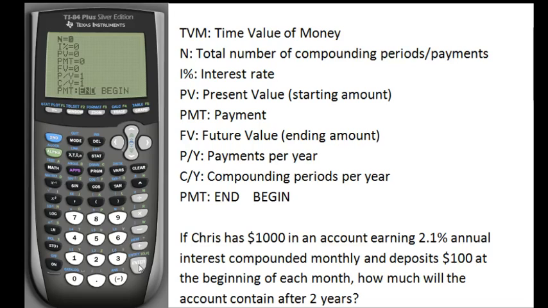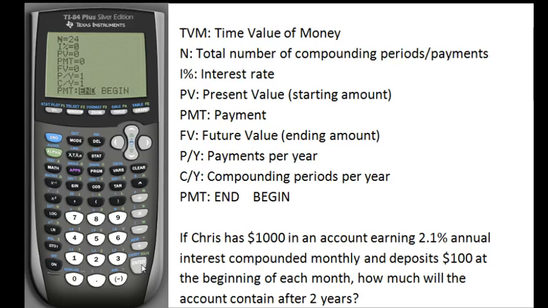So the first input we'll put in is N. It's the total number of compounding periods or the total number of payments, which will be the same for all of our problems. So in this problem, Chris is making monthly deposits for 2 years. So we'll say he's making monthly payments, so that's 12 per year, times 2 years. So the total number of payments that Chris will make is 24. That's also going to be the number of compounding periods because his interest is compounded monthly for 2 years, so that's 24 as well.